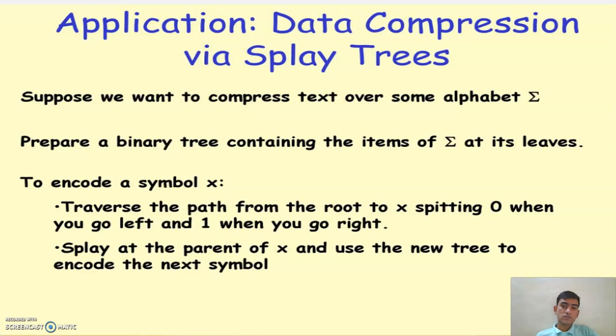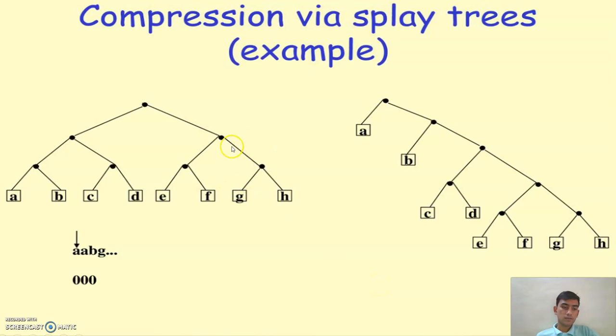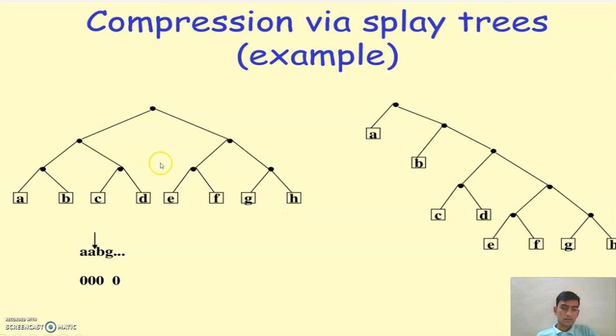So, application of splay in data compression. Suppose we want to compress data over a small alphabet sigma. Prepare a binary tree containing the items of sigma at its leaves. To encode a symbol X, traverse the path from the root to X, writing 0 when you go left and 1 when you go right. Splay at the parent of X and use the new tree to encode the next symbol. Let us see the example. This is the tree, and the example of data compression via splay tree.